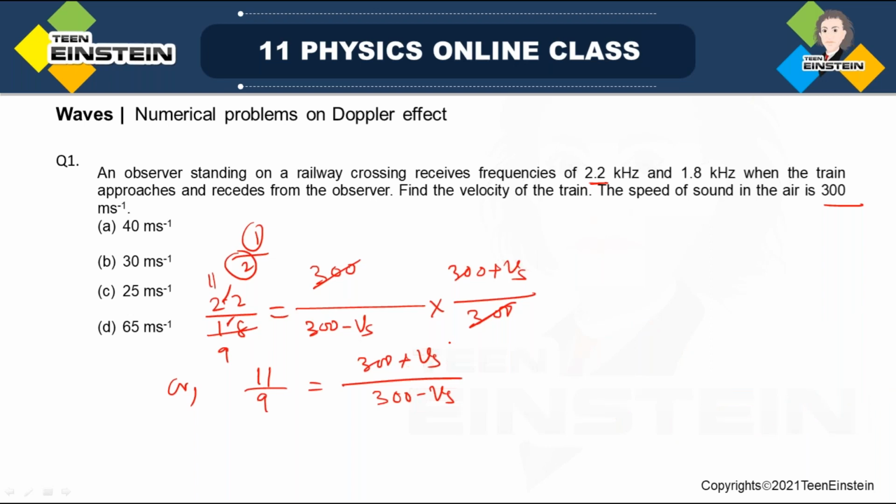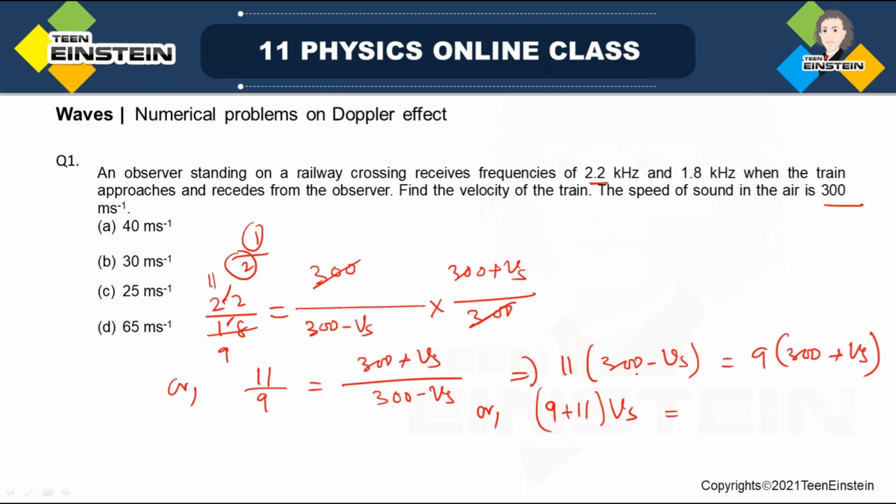If we do a little bit of simplifications, see, 11 times 300 minus Vs, this is 9 times 300 plus Vs. We have to find out the Vs. So 11 Vs, let me take it to that side. So 9 plus 11, this is Vs. So here I'll just bring it here. Vs was minus over here, right? Okay, so here there will be a minus sign.